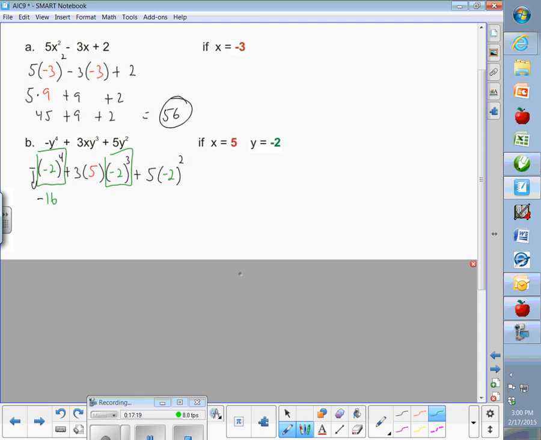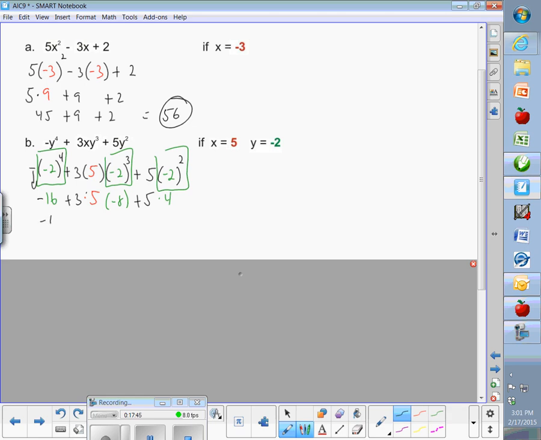Negative 2 times negative 2 is a positive 4, times a negative 2 is a negative 8. So that's a negative 8. I still have my plus 3 times a 5 and now times that 8. Still have my plus 5, and now I'm going to do my last exponent. Negative 2 times a negative 2 is a positive 4. So that's where I'm at. All right, you get that, you're going to get the rest of the problem.